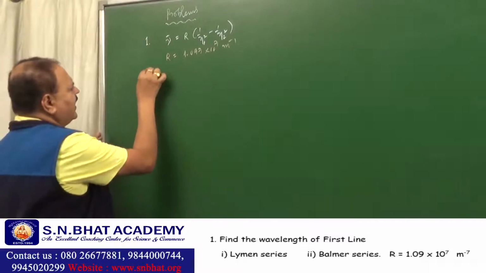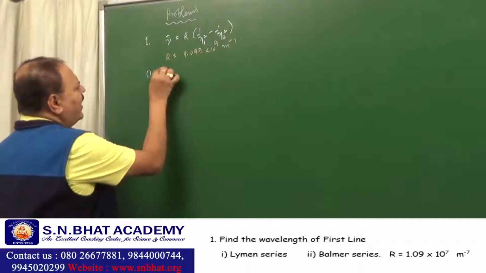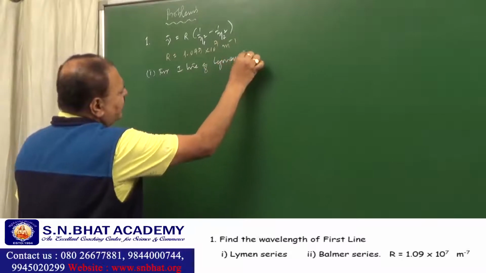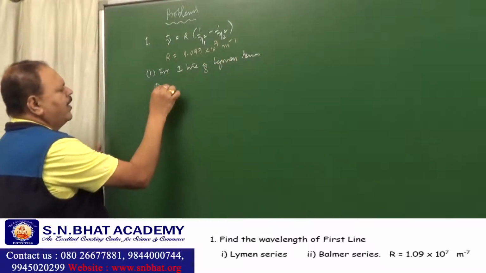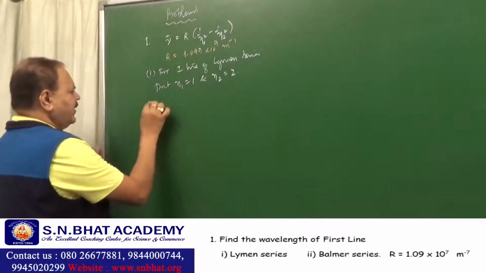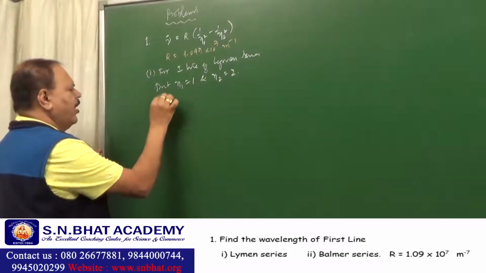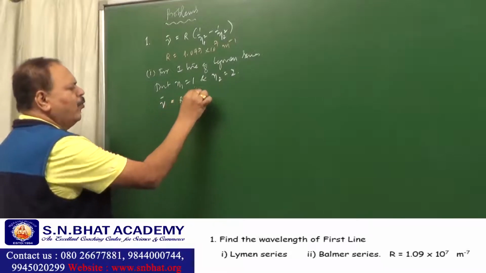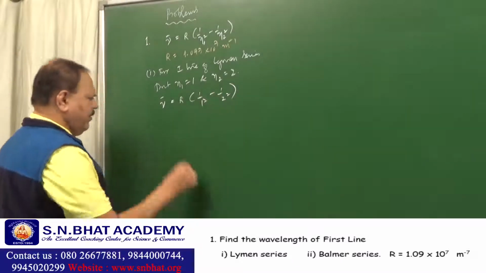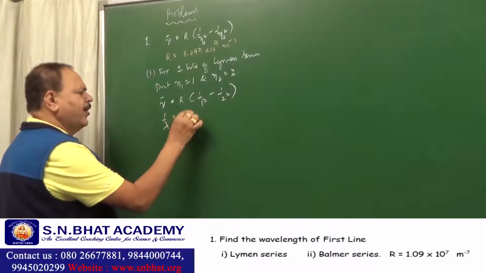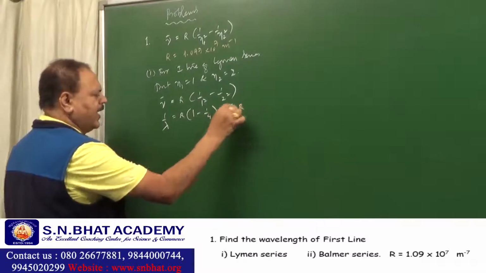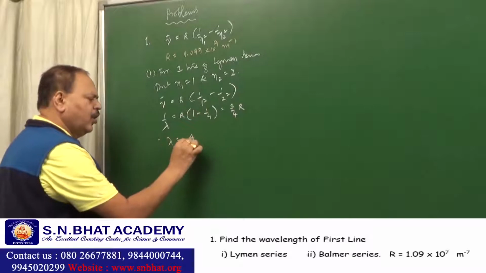Now what is needed? The first line of the Balmer series. Okay, for the first line of the Lyman series, you put n1 is equal to 1 and n2 is equal to 2. Therefore, your nu bar is equal to R into 1 over 1 square minus 1 over 2 square. By now this should be by heart for you. 1 by lambda is R into 1 minus 1 by 4. You know that this comes out to be equal to 3 by 4R. Therefore, your lambda is equal to 4 by 3R.